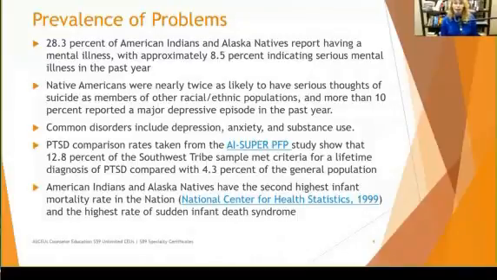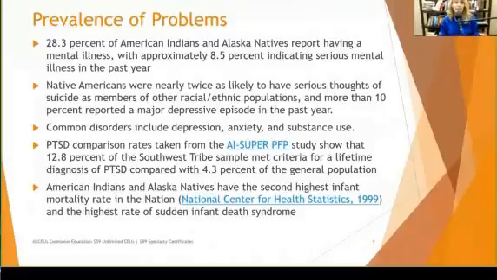PTSD rates are taken from the AI-SUPERPFP study, and the link's there, you can go look at it. It was a study done to identify prevalence for American Indians. It shows that 12.8% of Southwest tribal samples met criteria for a lifetime diagnosis of PTSD, compared to 4.3% in the general population, so triple. Wow, okay, so higher incidence of PTSD, so you might be going, well, why? Well, there's a lot of historical reasons, and we can get into that, but there are also other reasons.